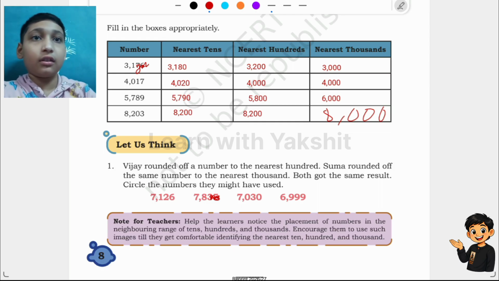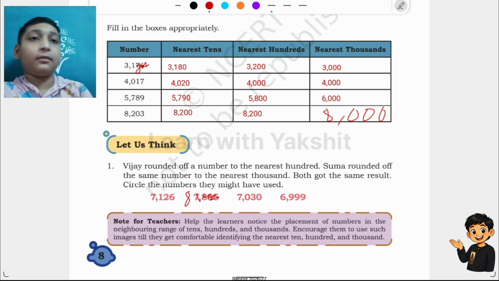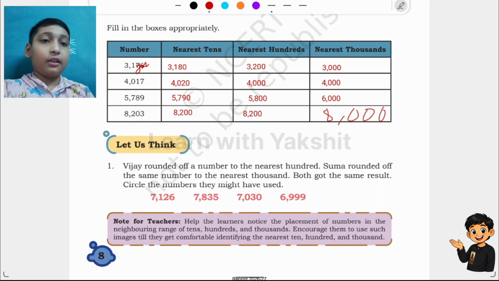That's the nearest hundred. Now the nearest thousand. Now this is more than 7500. Cut this, replace this with an 8. There. But it's not equal.